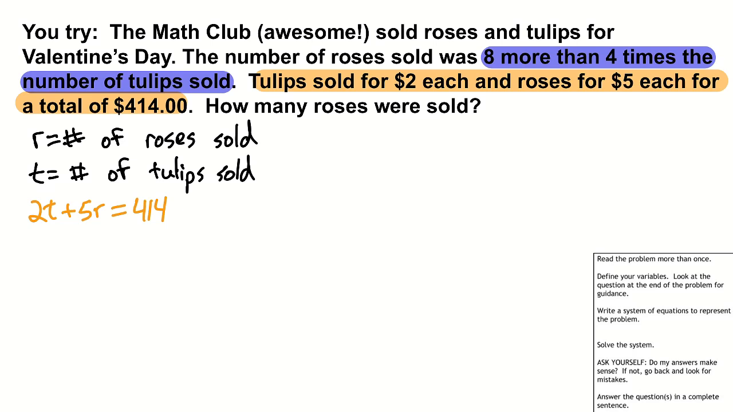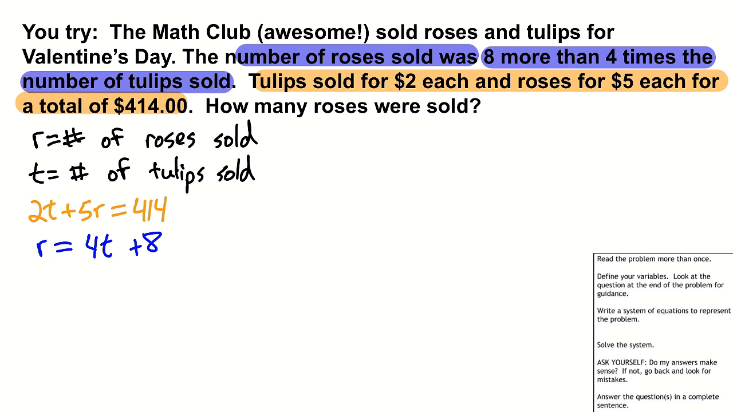So the number of roses sold was 8 more. Oh, I guess I should have highlighted the number of roses sold. So the number of roses sold, that's R, equals 8 more than, so plus 8, more than 4 times the number of tulips sold. Any questions about those equations?